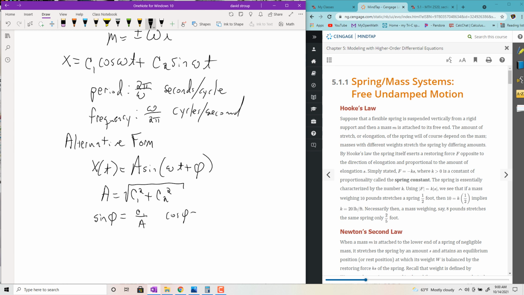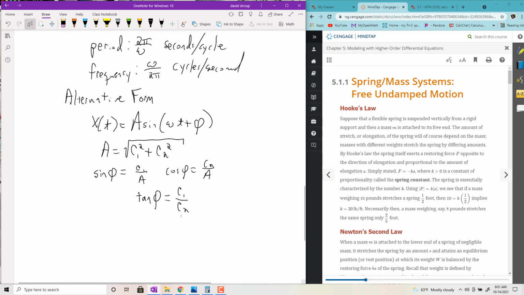Cosine of phi then is equal to c2 over A, and those two expressions will tell you which quadrant you're in for that particular angle, and you can retrieve the angle by using the tan formula, which is c1 over c2, and just take inverse tan on both sides, and you should be able to get it. Just got to be careful, make sure you're in the right quadrant, because the calculator won't give you an answer in the third quadrant.